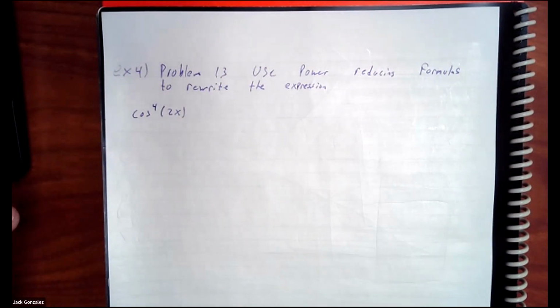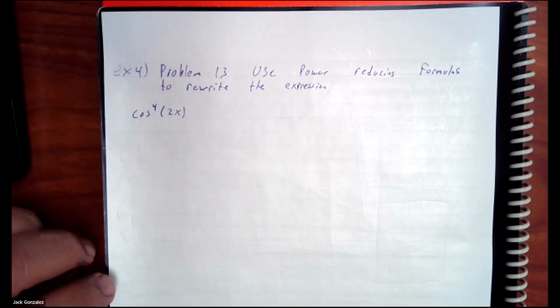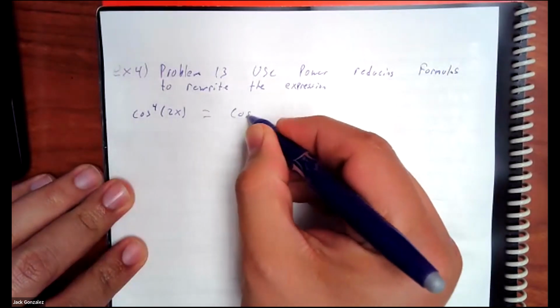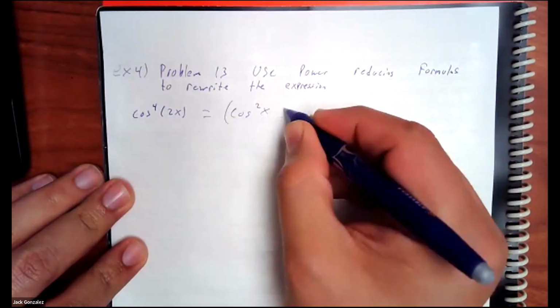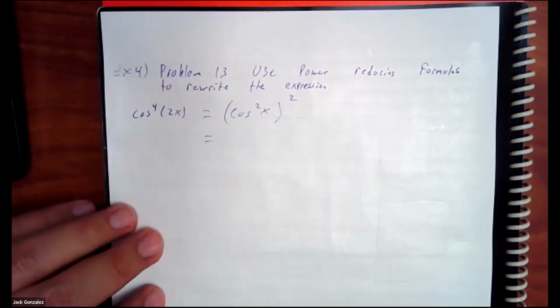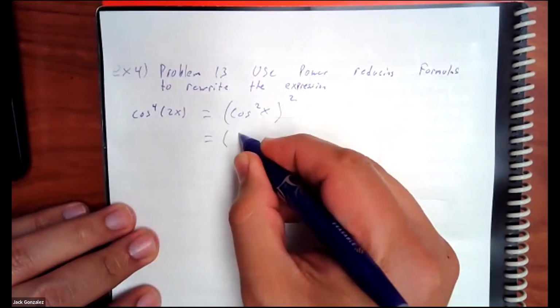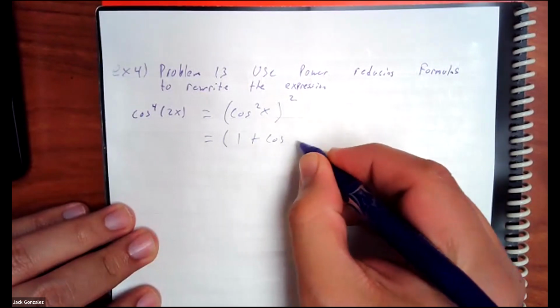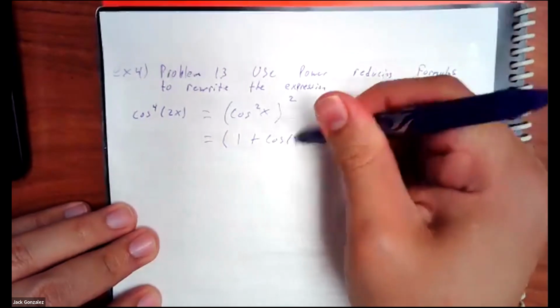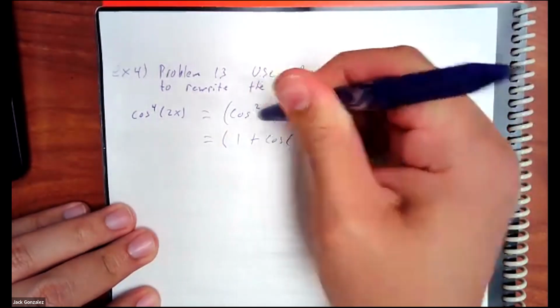Cosine to the 4th 2x. So it's basically cosine squared, right? So if we use that idea, we can apply the power reducing on the inside, right? Because the power reducing says that this will be 1 plus cosine 2x. Oops, actually, this was 2. I should put a 2 here.